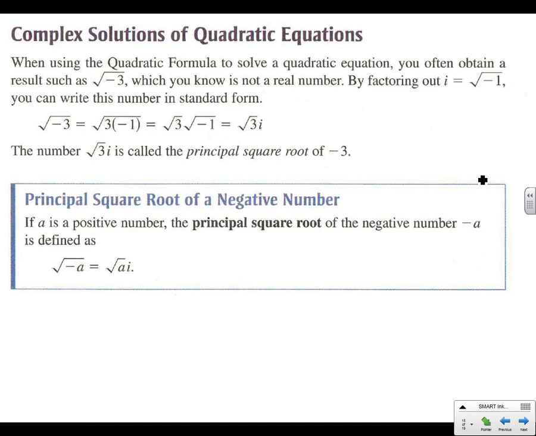Okay, so complex solutions of quadratic equations. When you do the quadratic, before, if we got the square root of negative 3, we would stop. We would say, nope, we're done, right? But now we're going to pull the negative 1 out, make it an i, and just leave the square root number by itself. The number root 3i is called the principal square root of negative 3. If a is a positive number, the principal square root of the negative number is defined like this. Pull the negative out and give it an i.